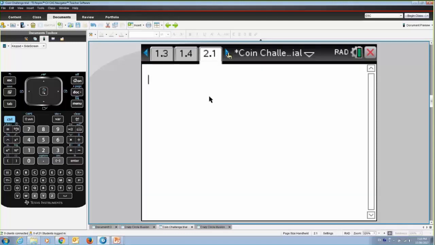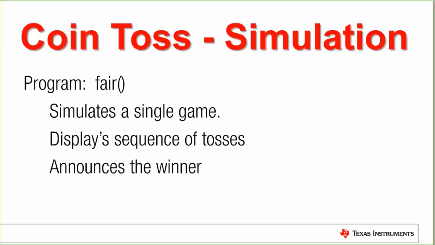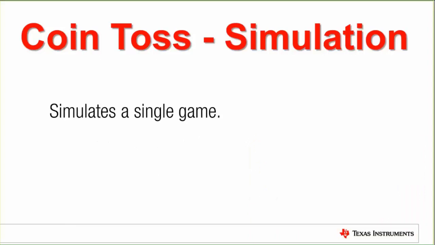So far we've looked at it with a single game at a time, and we've displayed the sequence of coin tosses, and we've announced the winner. That's all we did. So the game appears fair. We've only had 10 goes. Maybe we need a bit more to decide whether it really is fair.